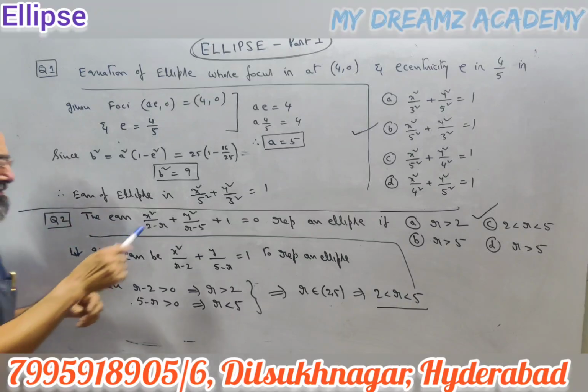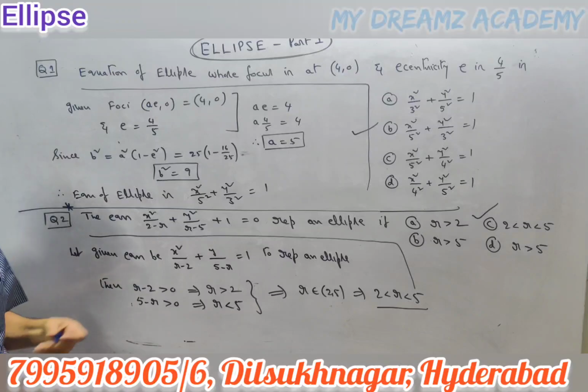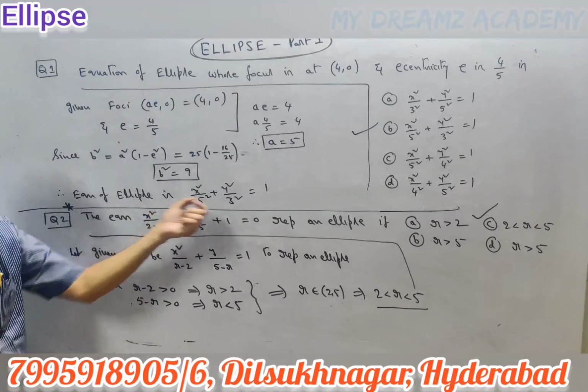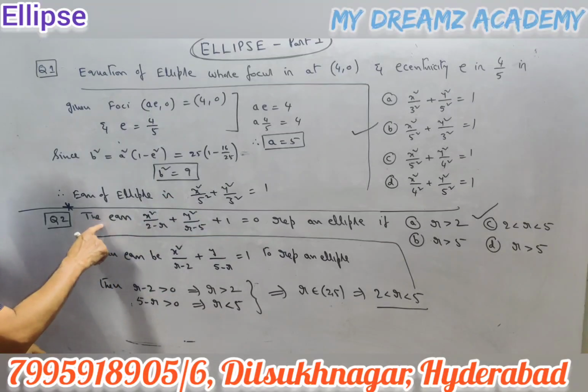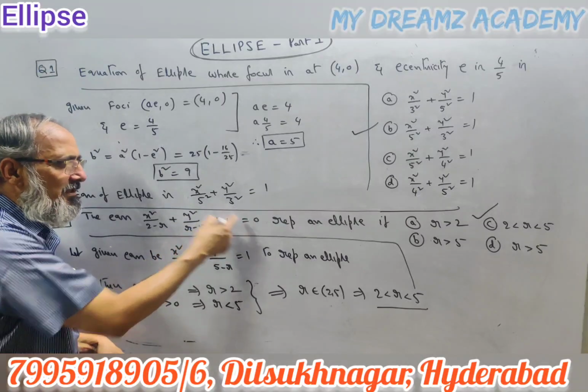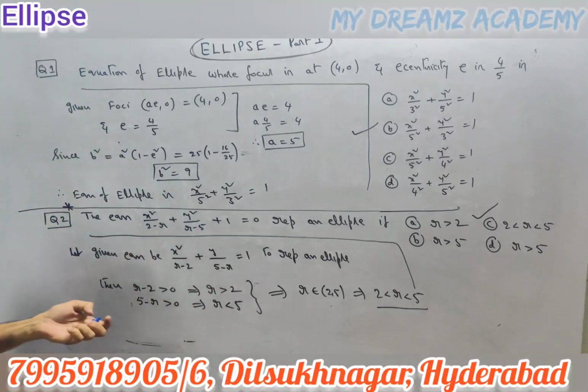Next is a very, very important question, frequently appearing in MHT-CET question papers. They will give the equation, and some unknown quantity they are asking us. The equation x square by 2 minus r plus y square by r minus 5 equal to 1 represents an ellipse, then what is the condition or range of the r value?